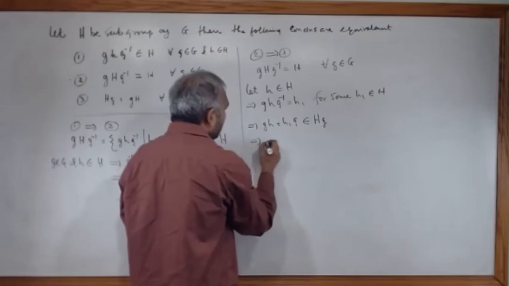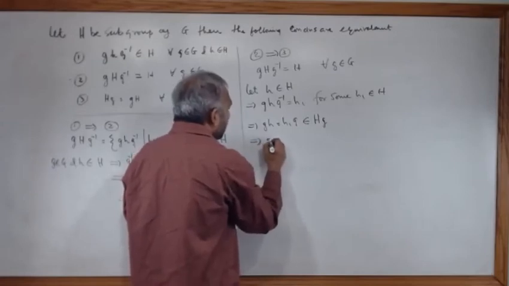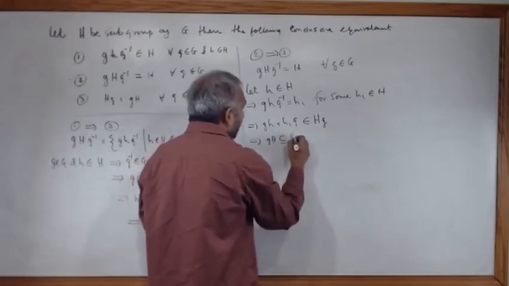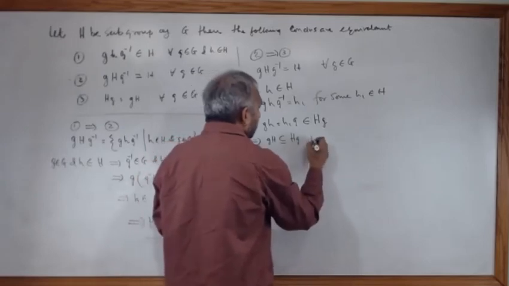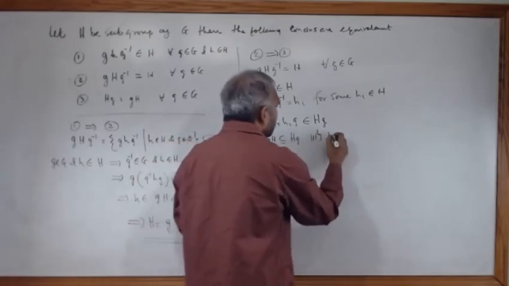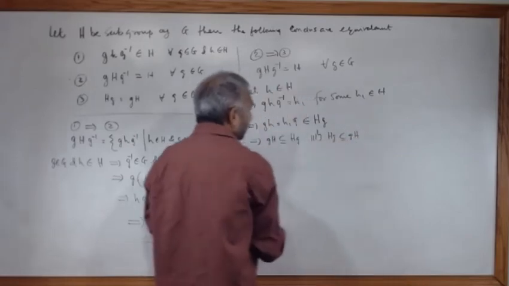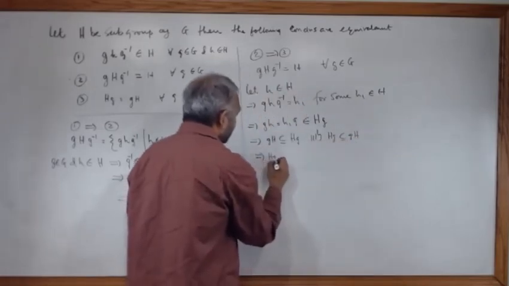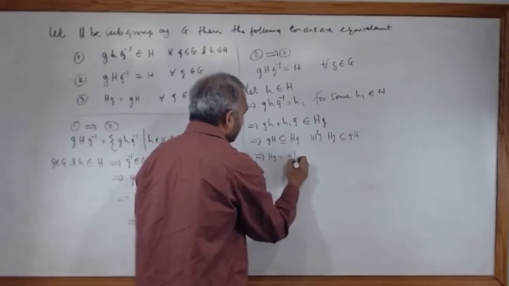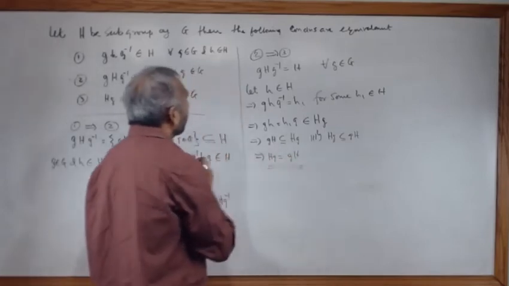So this implies gH is a subset of Hg. Similarly, Hg is a subset of gH. And that implies Hg is equal to gH.